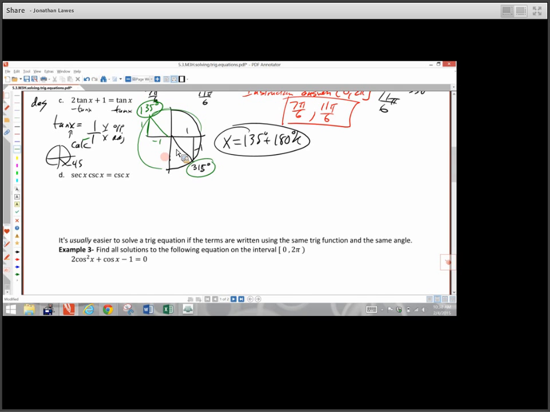Can somebody give me another reason why this ought to be 180K on tangent instead of 360K like it was on sine and cosine? Don't say anything out loud. Think for just a second. Think about all the stuff we've studied about trigonometry.